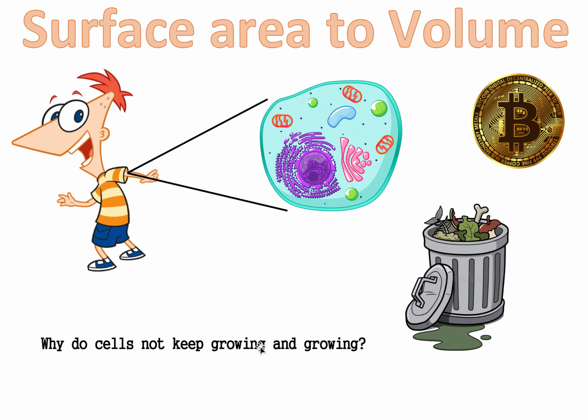Now, my question to you is, why do cells not keep growing and growing? Why are we not made up of really, really big cells? Why are we made up of super, super tiny cells? Why do they get to a certain size and then divide by mitosis before they get too big? Why don't we have such big cells? Why so tiny cells? Let me explain.